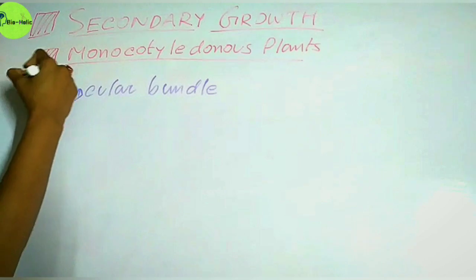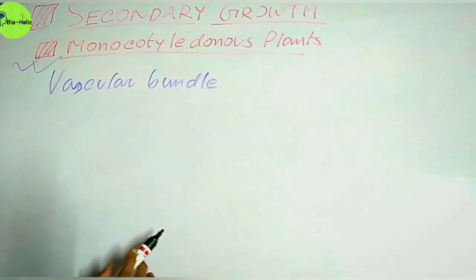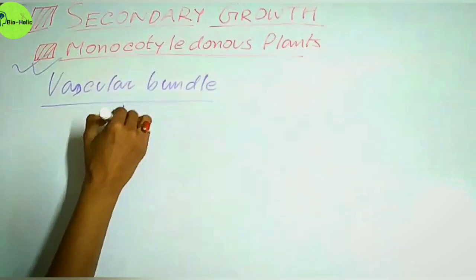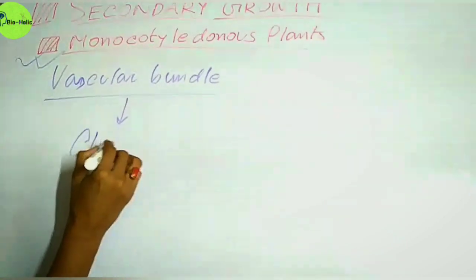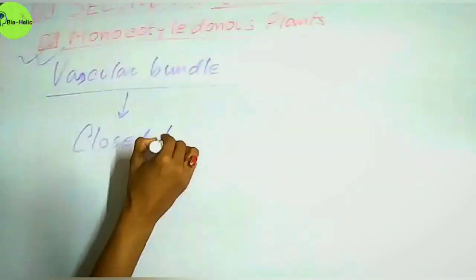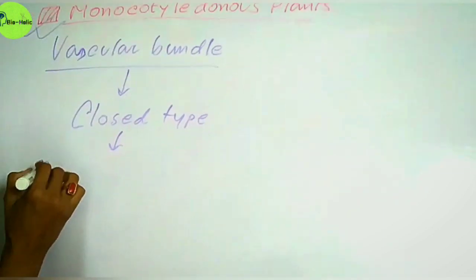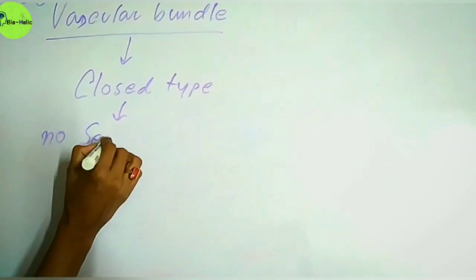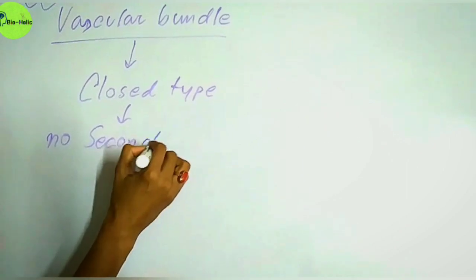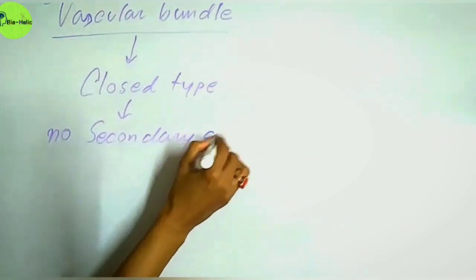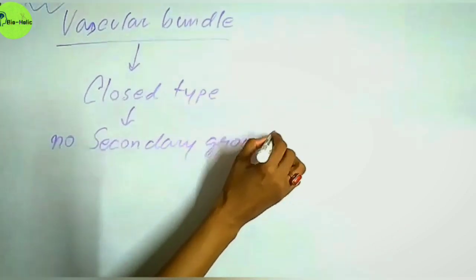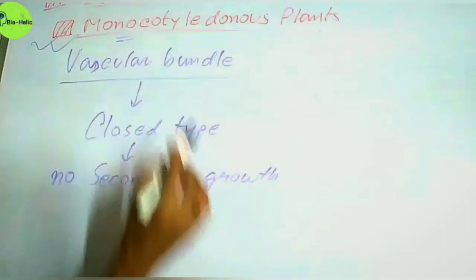In case of the monocotyledonous plants, the vascular bundle is close type. So, there is no secondary growth seen in this monocotyledonous plants.